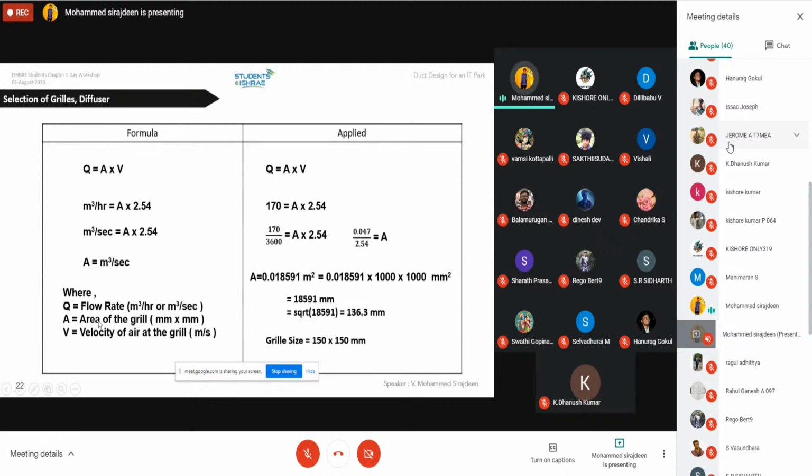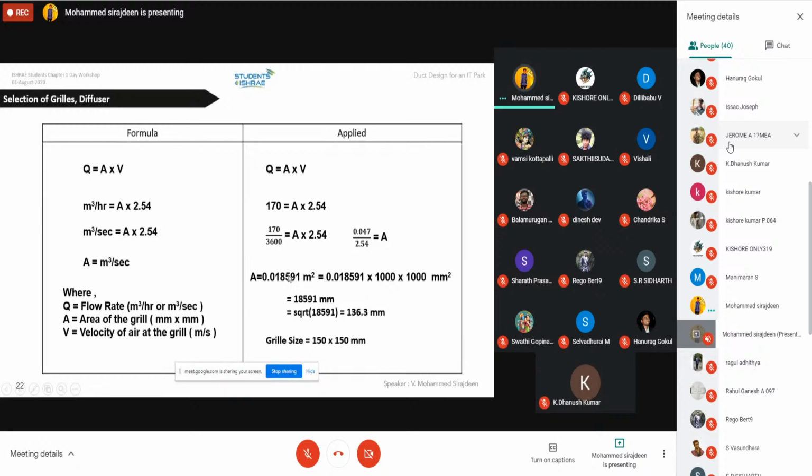But we cannot describe a grill in meters. Generally, grills will not be available in meters. Generally, the maximum available size is 1 meter, that is 1000 mm. So you need to convert this formula. How can I apply it? There is 170 CMH, divided by the recommended outlet velocity of 2.54 meters per second. Okay, then I have converted CMH into cubic meters per second, dividing by 3600. I got this value.